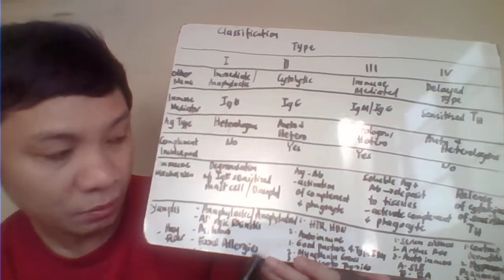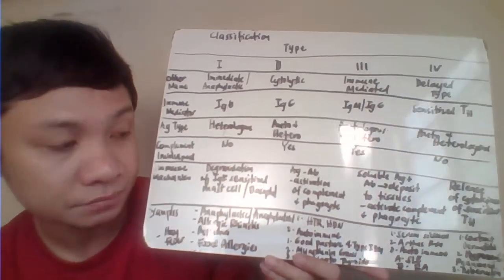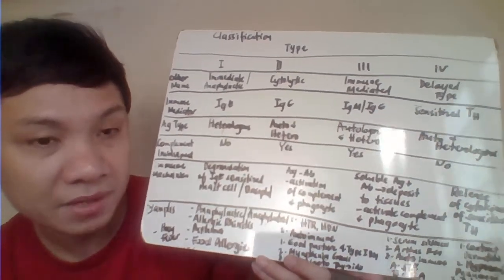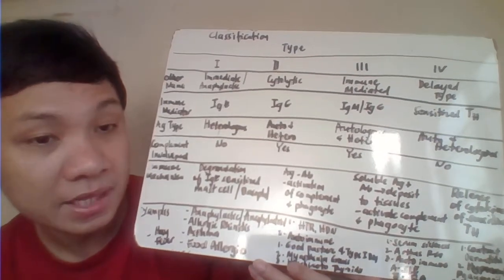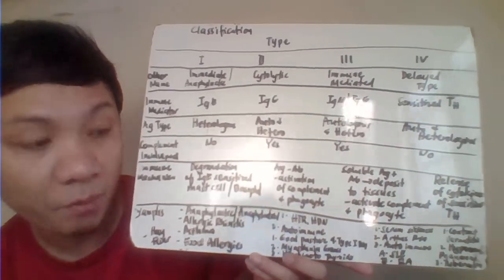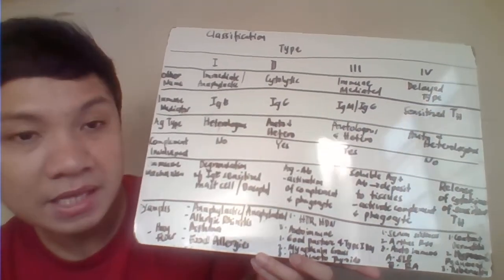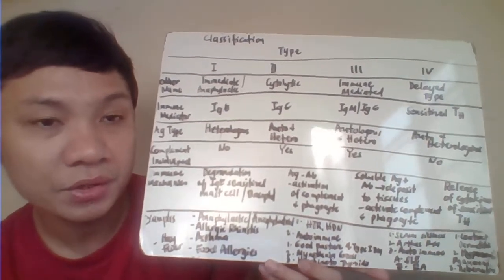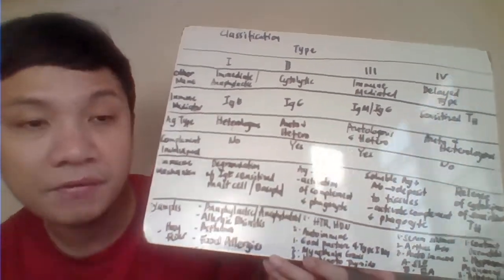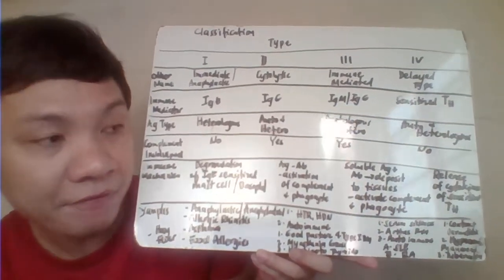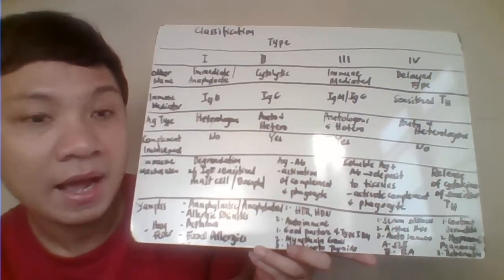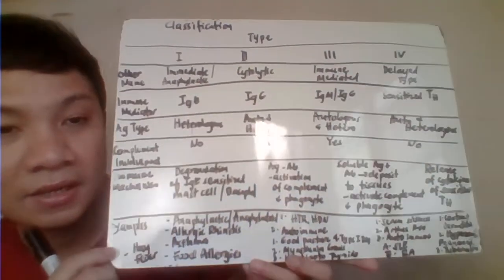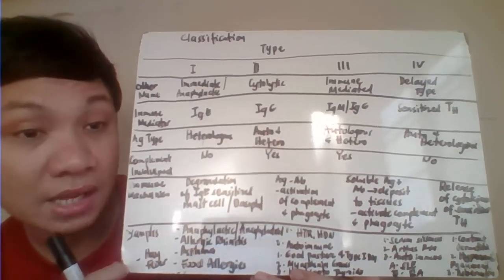For type 2, we have your hemolytic transfusion reaction, hemolytic disease of the newborn, and other autoimmune disorders like Goodpasture and Hashimoto thyroiditis. We also have myasthenia gravis and your type 1 DM. Type 3 includes serum sickness, Arthus reaction, and the autoimmune disorders systemic lupus erythematosus and rheumatoid arthritis. Type 4 has your contact dermatitis, hypersensitivity pneumonitis, and your tuberculin skin test, or the sensitivity to your skin test.